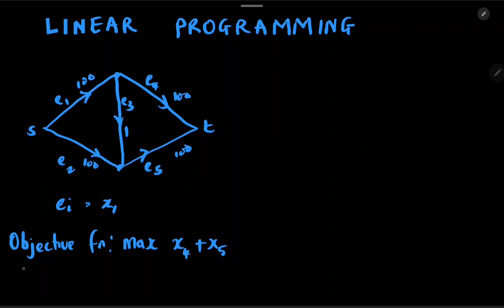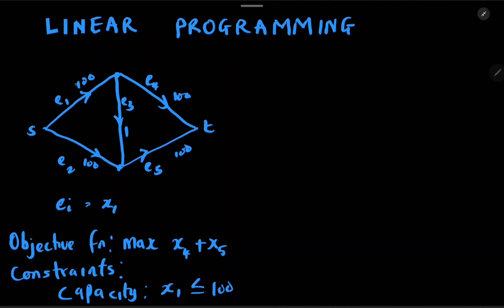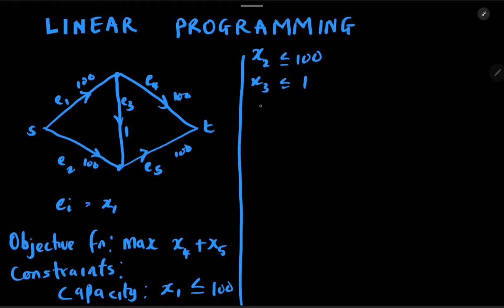So now let's talk about constraints. We have two kinds of constraints for this problem. The first one is the capacity constraint. For the capacity constraint, we have x1 less than or equal to 100. As you can see here, we have x2 less than or equal to 102, x3 less than or equal to 1, x4 less than or equal to 100, x5 less than or equal to 100.